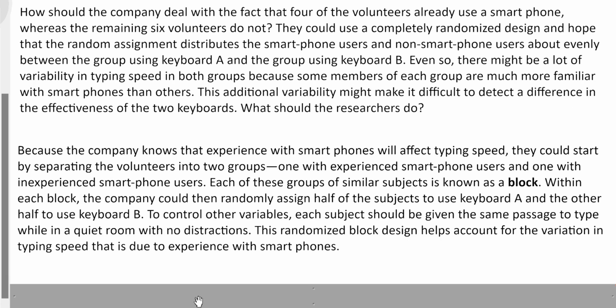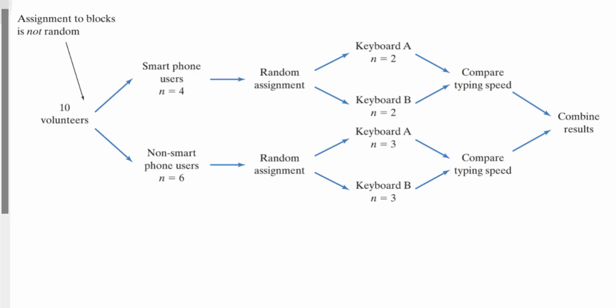Well, because the phone company knows the experience with the smartphone will affect typing speed, they start by separating the volunteers into 2 groups right off the bat. One group are experienced smartphone users, and the other are non-experienced smartphone users. Then within each group, they randomly assign keyboard A or keyboard B. So they're getting a mix from both. These are called blocks.